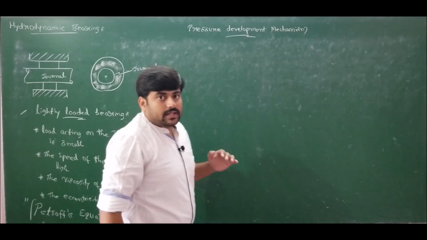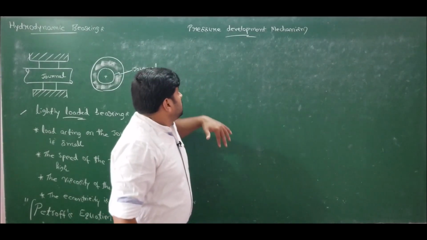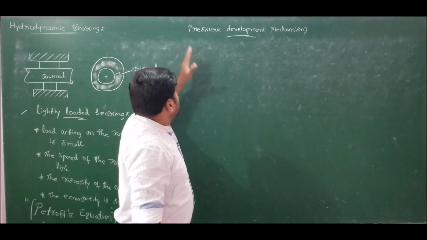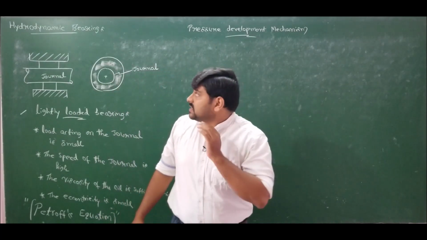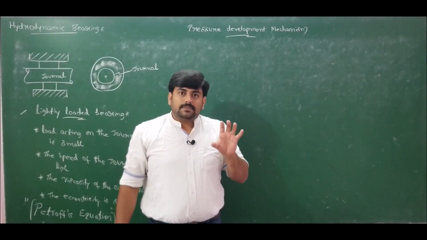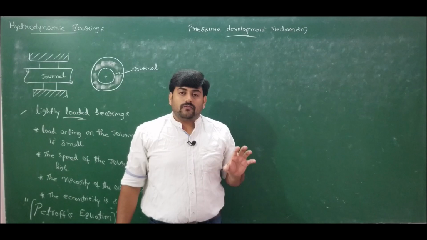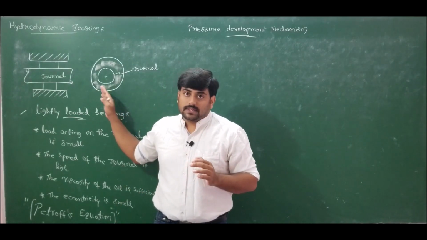Since I already derived Petrov's equation in a previous lecture, I don't want to repeat it once again. Let me skip that and move on to the pressure development mechanism. As I said, in hydrodynamic bearings, the fluid film pressure is developed just by the rotation of the journal itself. We are not using any external devices to generate the fluid film pressure.